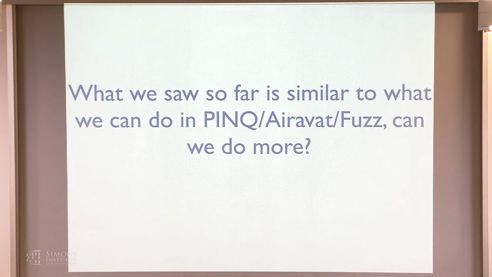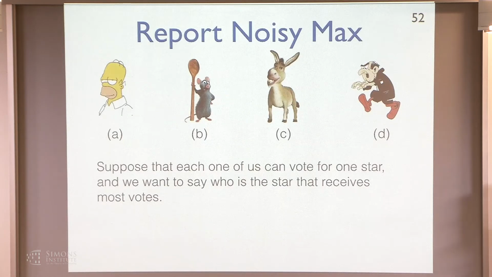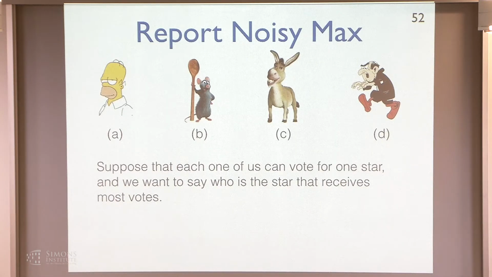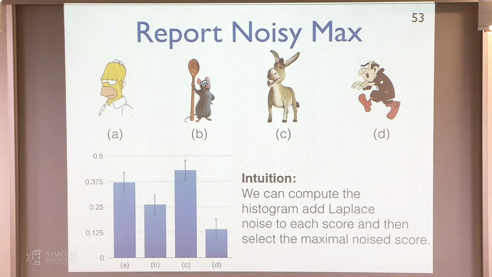All right, so as I said, we can extend with composition and so on, but let's look at something that doesn't use composition. So let's look at report noisy max. For those not familiar, we have some items, and we have some scoring function for each item, and we want to report the one that maximizes this score. One way to do this is, for instance, by computing a histogram, adding Laplace noise, and then taking the element that has the maximal score.